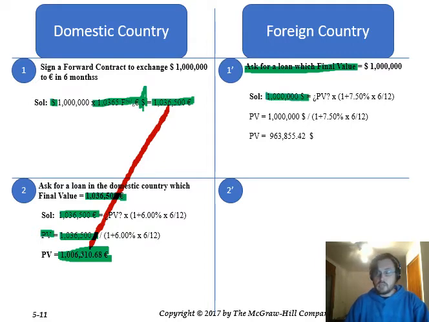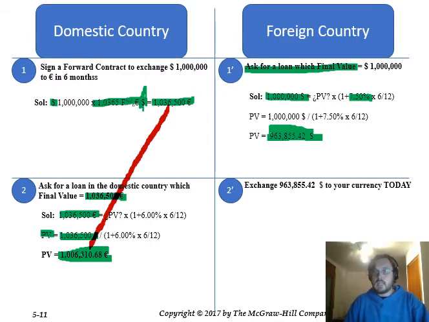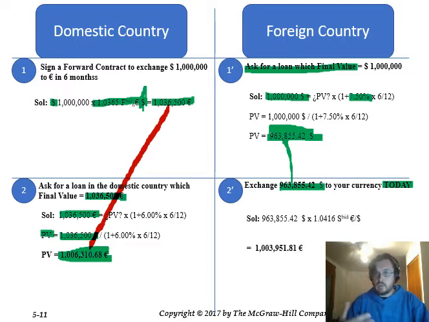So we do calculations. That's the interest rate to borrow money in the US, and we get this money today. That's the present value. That's the cash we get today, but it's not in euros, and we are Spanish, so we need euros. That's why the second step is to exchange that money to your currency today. I'm writing today in capital letters to stress the fact that we need to use a spot rate, because it is today.